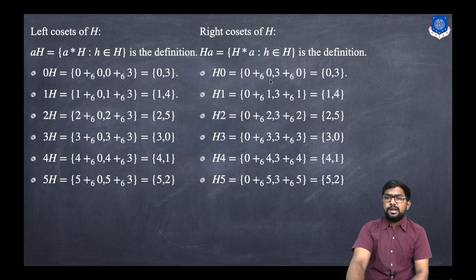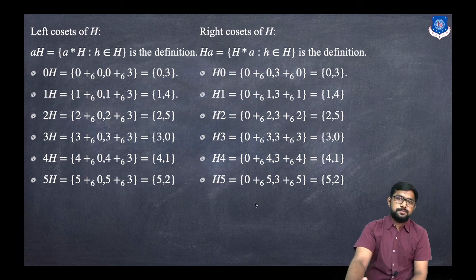Now how to calculate it? So consider 0 plus 2 divided by 6. The remainder is 2. Now 3 plus 2 divided by 6, the remainder is 5. Now consider 0 plus 4 divided by 6, so 4, and 3 plus 4 is 7. 7 divided by 6, the remainder is 1. So this is how you can find the right cosets.